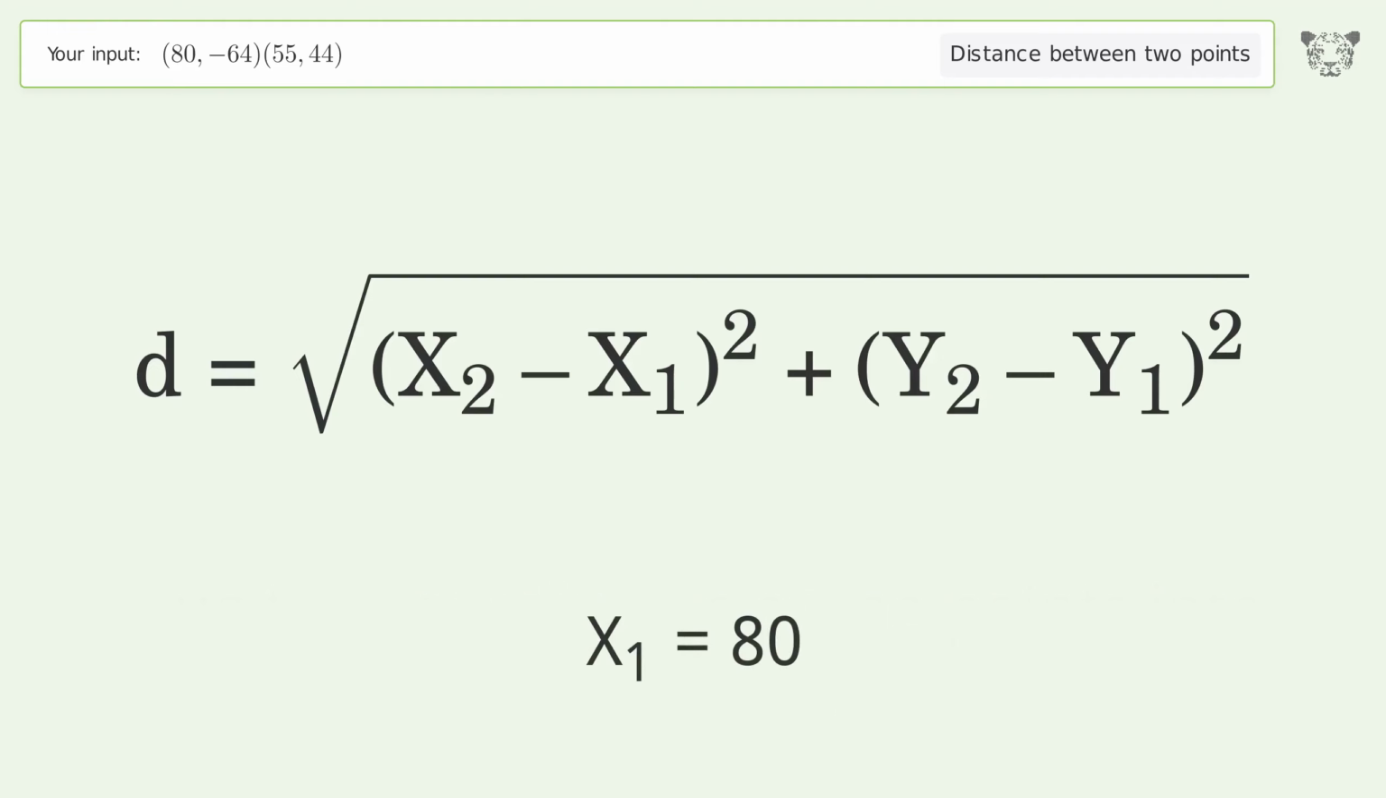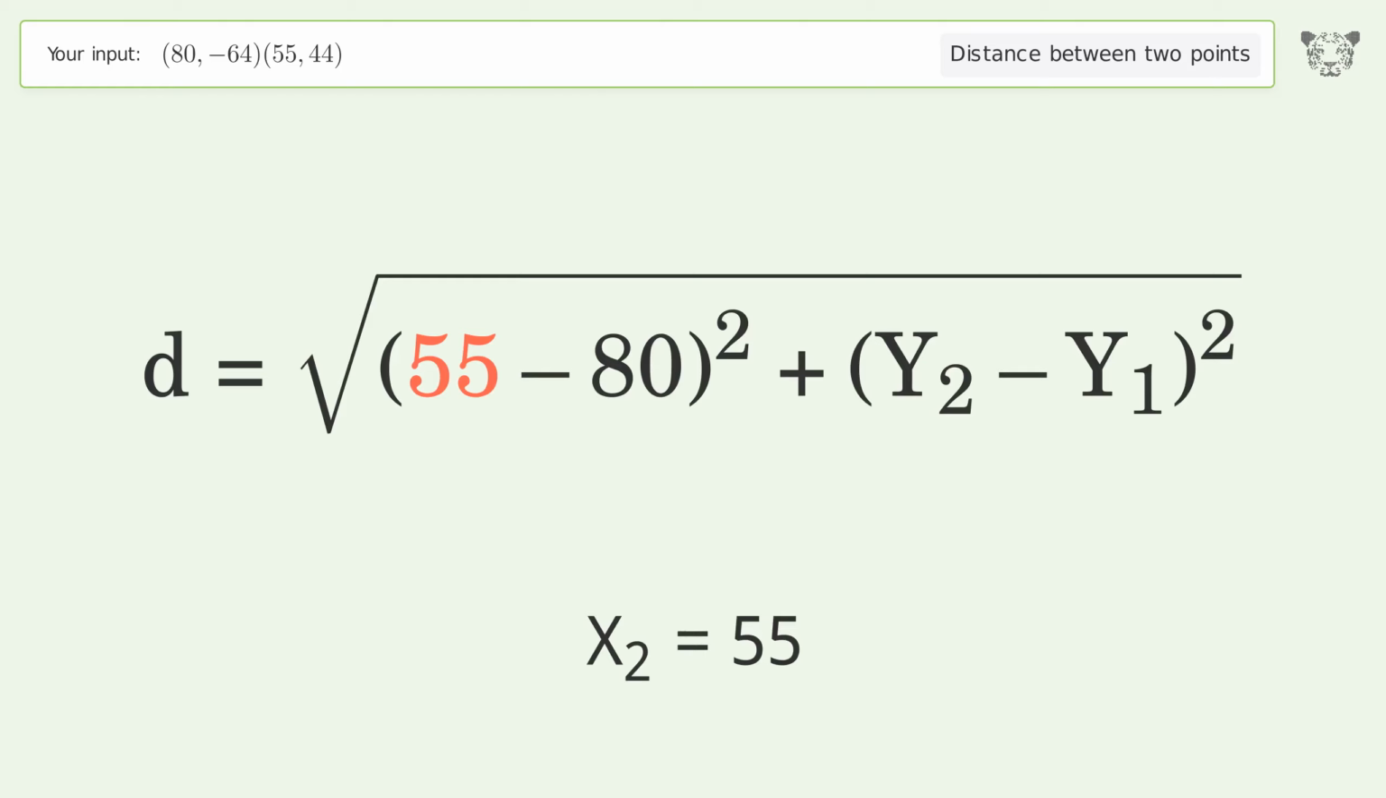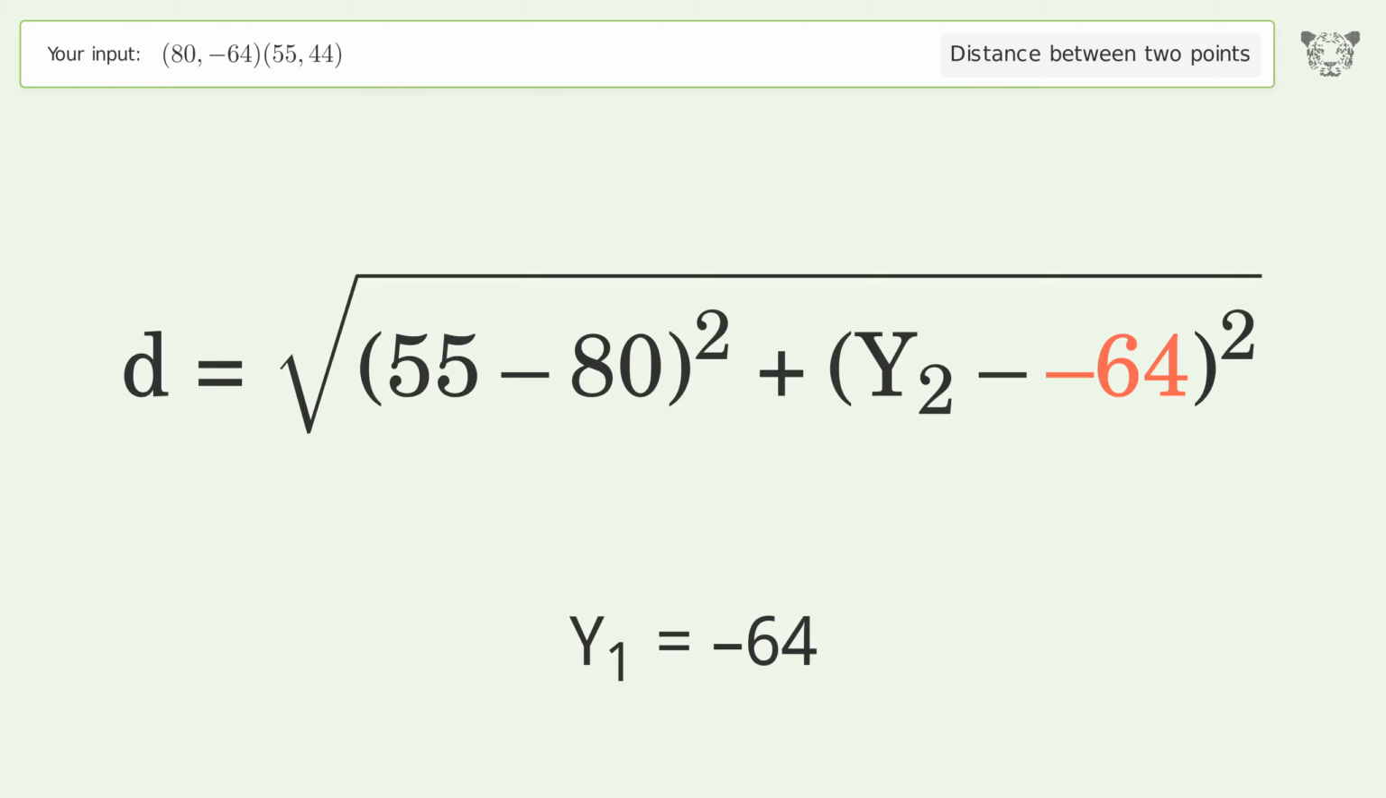x1 equals 80. x2 equals 55. y1 equals negative 64. y2 equals 44.